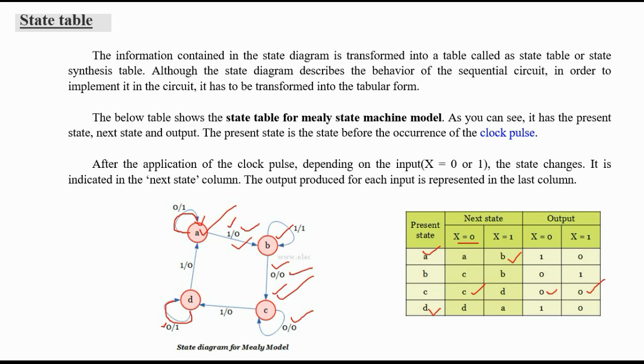Next coming to D, D goes to A with input 1. So that's why I have mentioned 0. And what is the output of this state? Already 0 is the input, that's why the output of this state is 0. I have mentioned them clearly here. So for x equal to 0 condition, the output is 1. This is the state table representation.